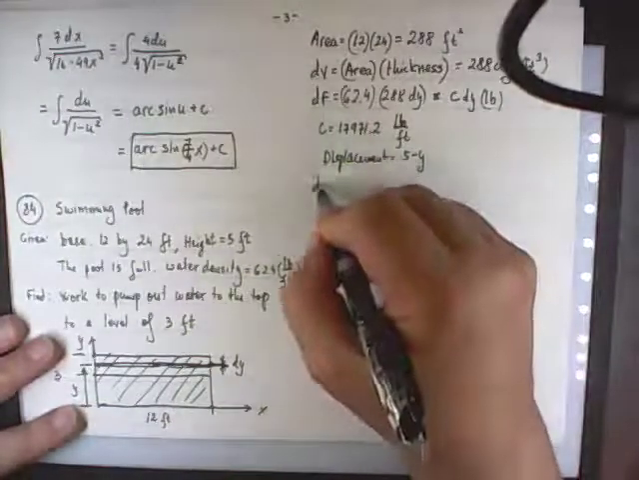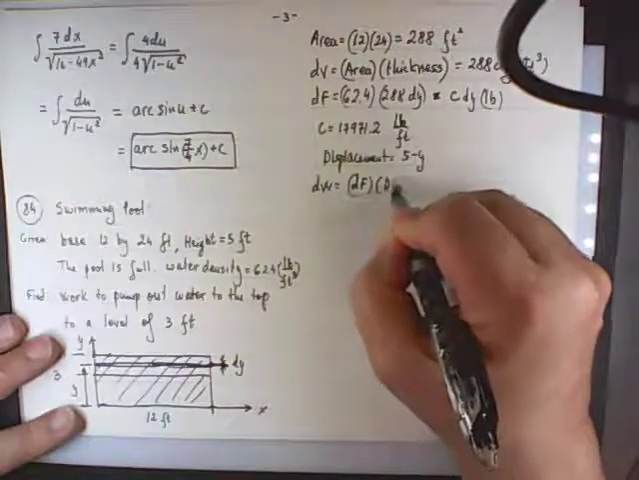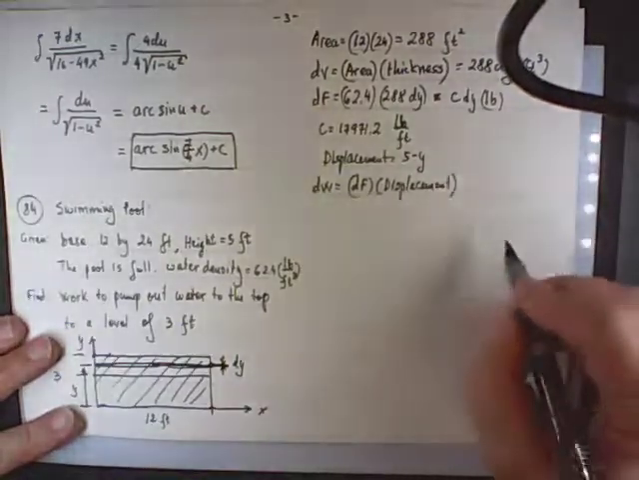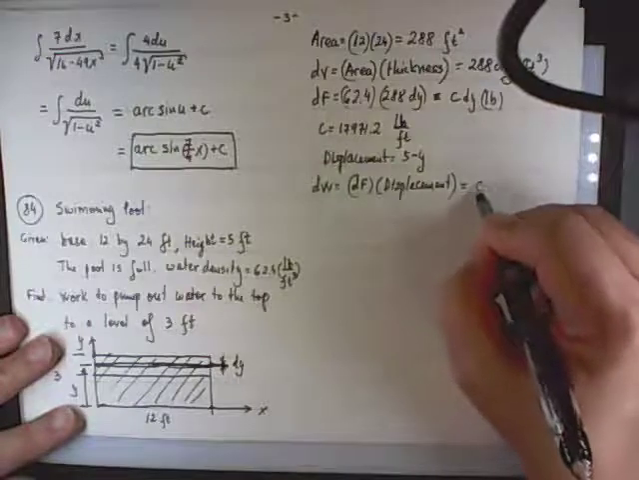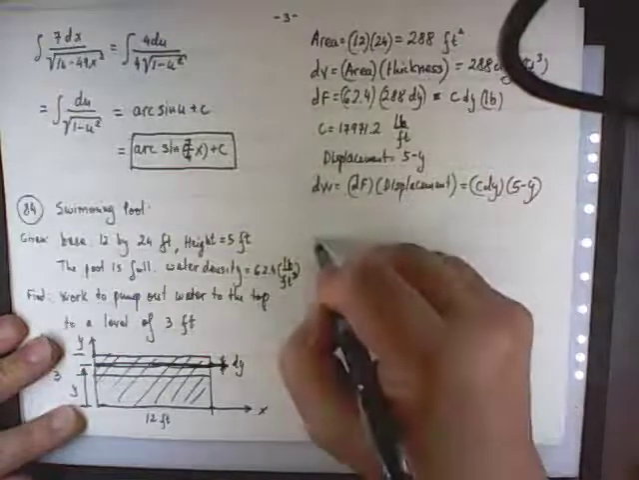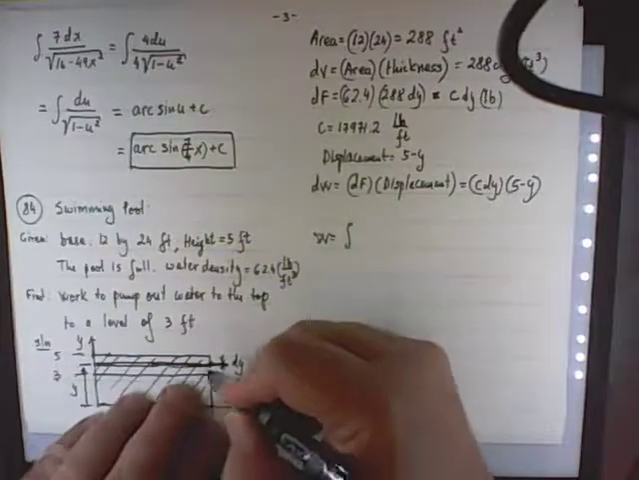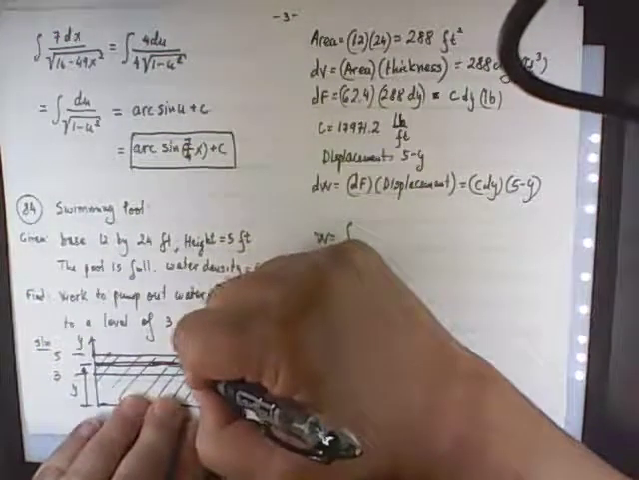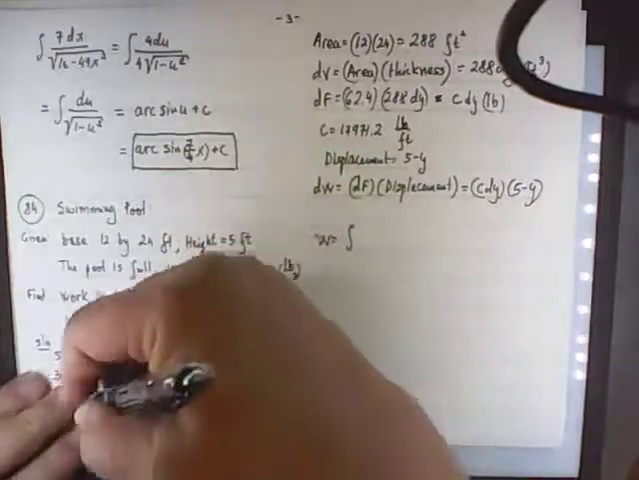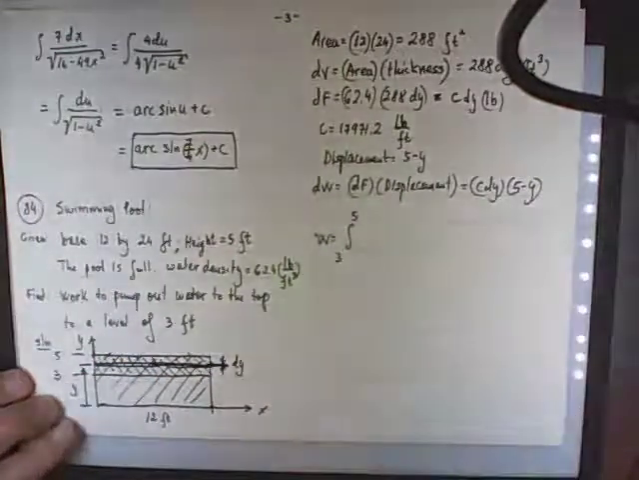So dW, the element of work, will be dF, the force, times the displacement. We have dF is C dy, times 5 minus y. And now the work itself will be the integral from where to where? We need to go from 3. Remember, we need to take only the water from 3 feet to 5 feet. Again, I would have been better off setting the coordinate at 3 feet, but I did not, so we need to integrate from 3 to 5, all of this.